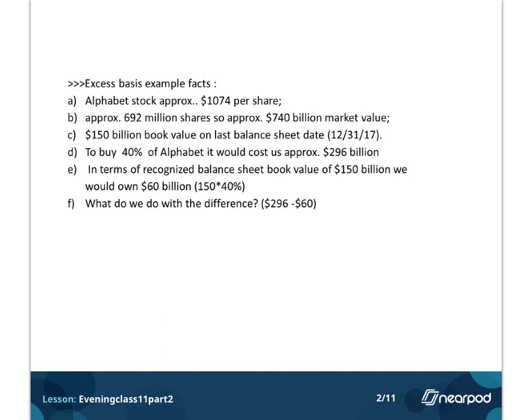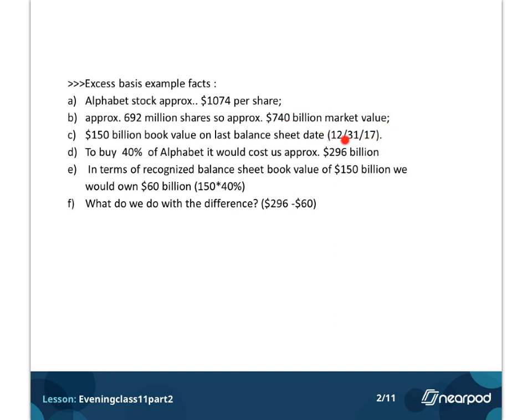So we started our discussion by talking about this crazy example. What if we all decided to pool our pennies and go out and buy 40% of Alphabet, which is Google's parent company? The day I put this together, this was sometime in 2018, so I didn't look up to see what the price was and change the numbers for today, but you get the idea. At that point in time, the stock was trading for $1,074 a share. There were approximately 692 million shares outstanding, so that would give us a $740 billion market value.